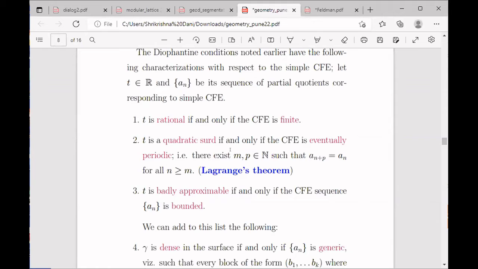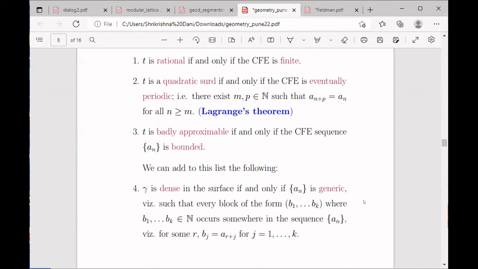Earlier I had listed interconnections only with respect to the Diophantine property as such, and now here we have them purely in terms of the continued fraction expansion. The third: t being badly approximable turns out to be exactly equivalent to the sequence a_n being bounded. So keep that in mind. We'll come back to this part once again.